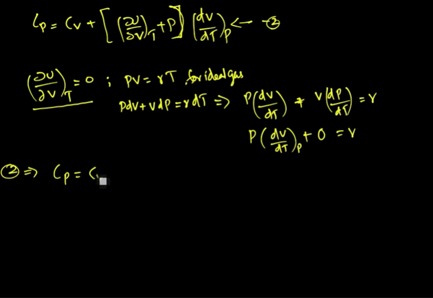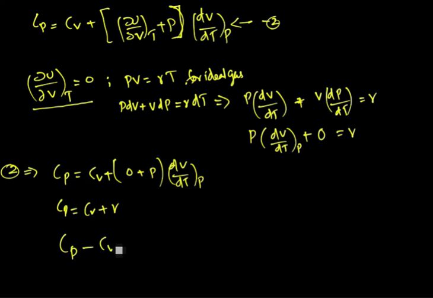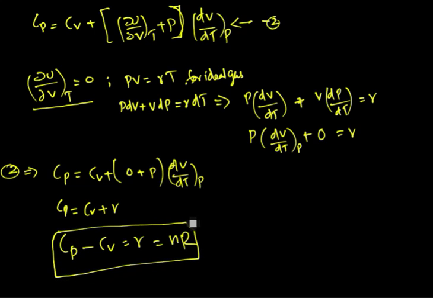Cp is equal to Cv plus 0 plus P into dV by dT at constant pressure. So P into dV by dT at constant pressure is small r, so Cp is equal to Cv plus small r, or Cp minus Cv is equal to R, which is equal to N into R. So for 1 mole of a substance, N is equal to 1, then Cp minus Cv is equal to capital R.